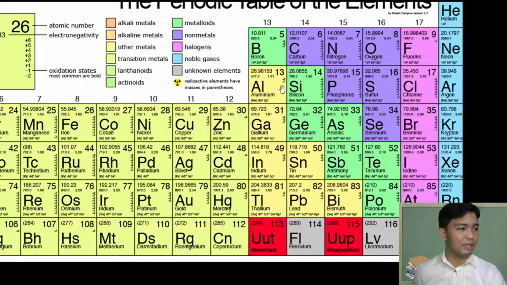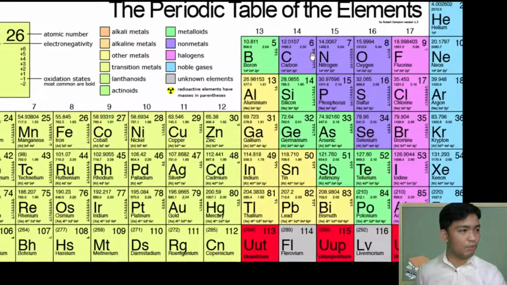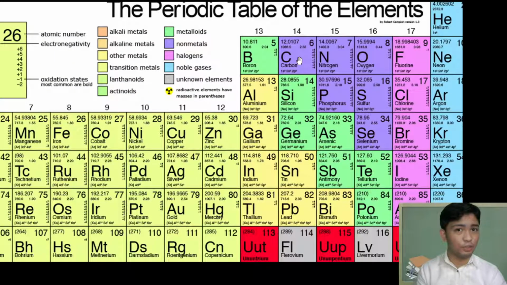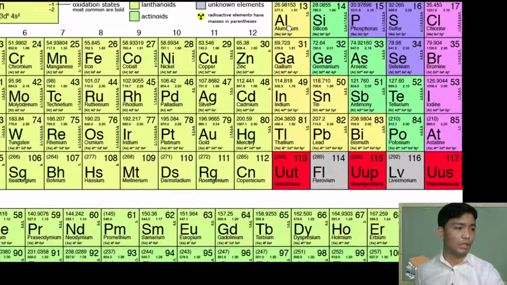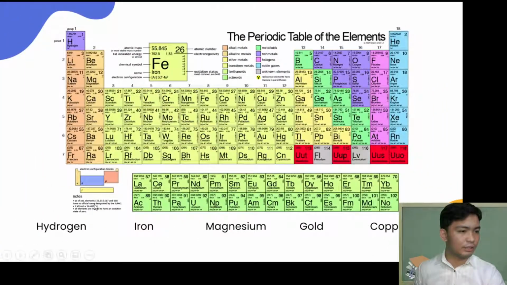Yan. Okay? So, i-try natin itong mga samples. So, sa carbon, ang 1 mole, 6.022 times 10 raised to 23 atoms. Ang timbang nun would be 12.01 grams. So, yung mole niya, 12.01 grams per mole. Yun yung molar mass.